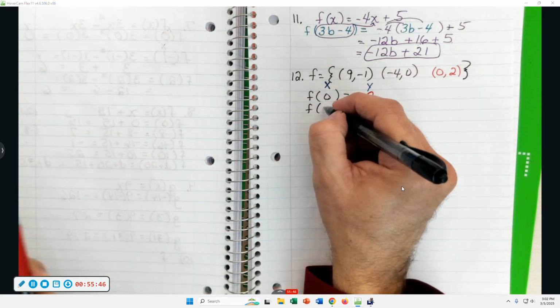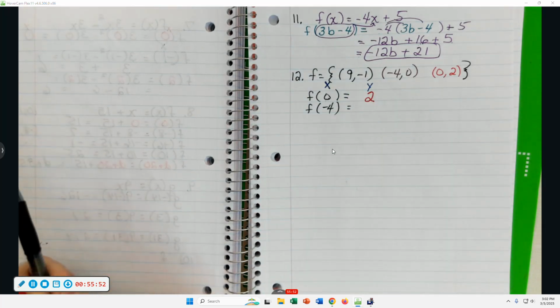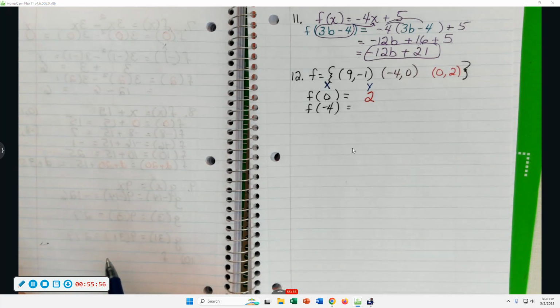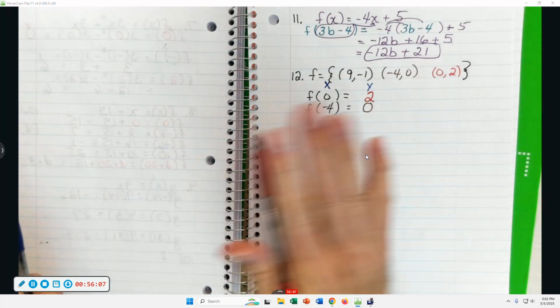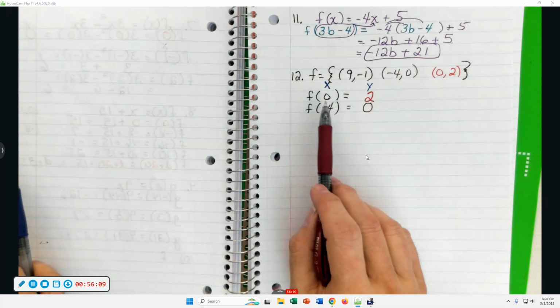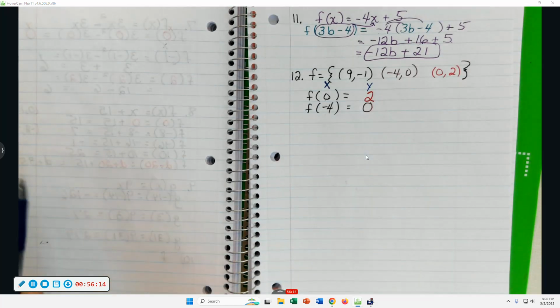Suppose they'd asked us for f of negative 4. What would the y value be? When x is negative 4, the y value is 0. There's really only 3 problems we can do with this one: f of 0, f of negative 4. Could you tell me f of 5? Suppose I asked you for f of 5. When x is 5, what's the y coordinate?